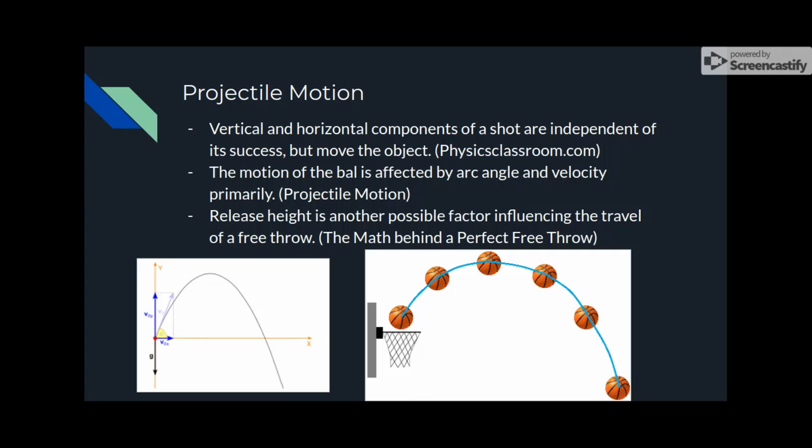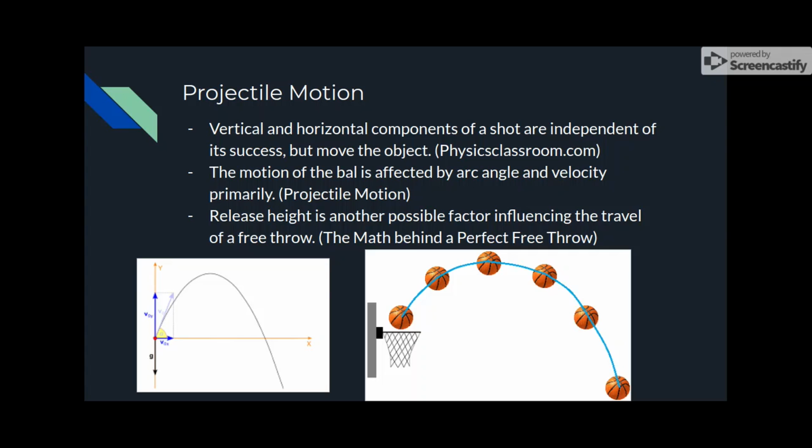Projectile motion is the vertical and horizontal components of motion. So the motion of the ball in this case is affected by both vertical and horizontal components. Both of those will also be affected by the velocity and the angle. So figuring out the optimal angle and velocity will determine what the necessary horizontal and vertical components will be for the shot to go in.